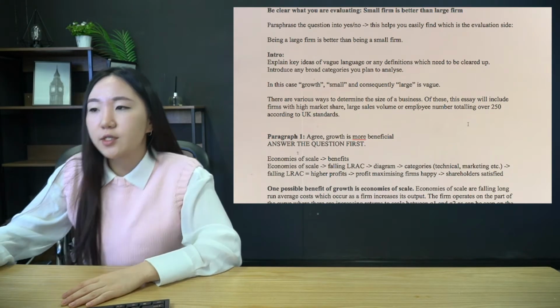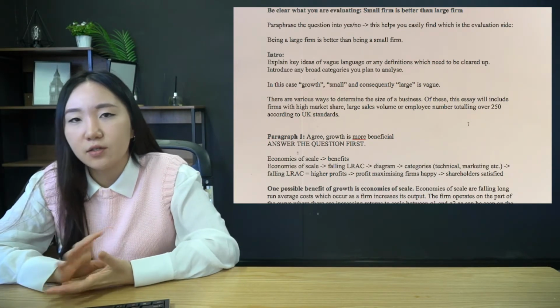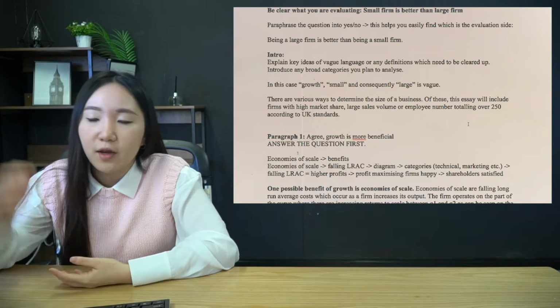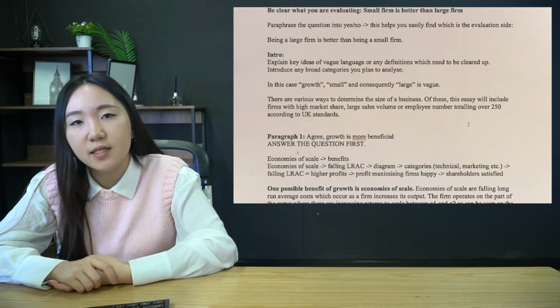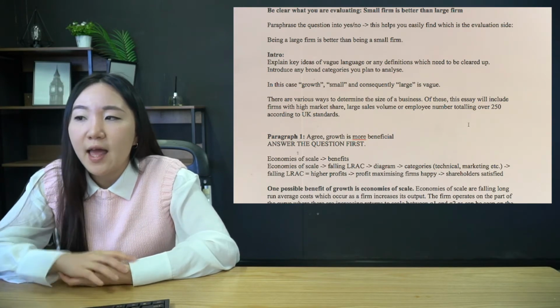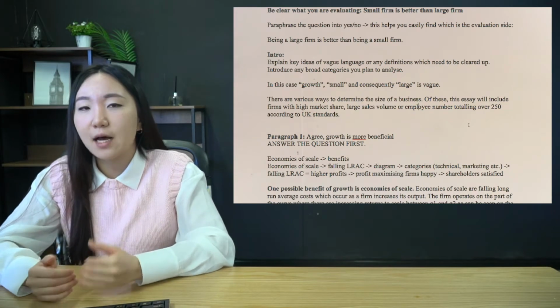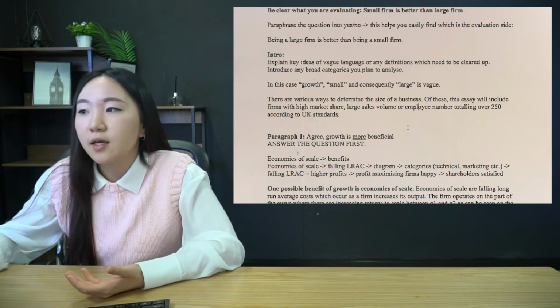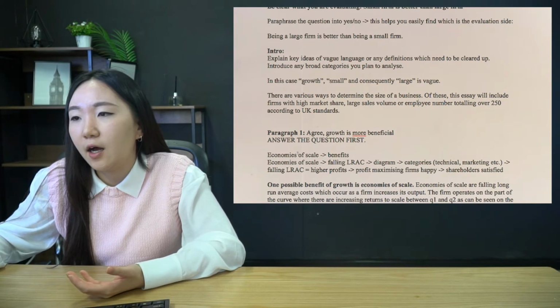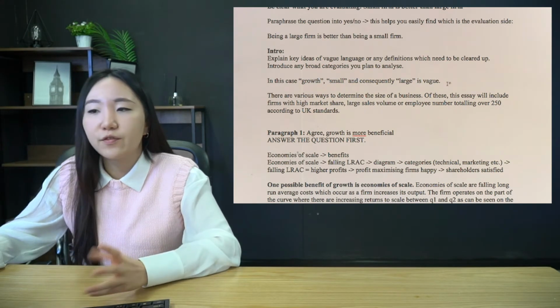Okay, so on to the introduction. Now, what should you put in the introduction? It is not AS, it's not unit 1 or unit 2, so you can't just write a definition and a formula and expect to get all the marks. You should do that, but more importantly, you're explaining anything which is vague or anything that you need to clarify, because that's how you're going to analyze it in your essay. So here I have identified growth, small, large. I think all of these are quite vague.